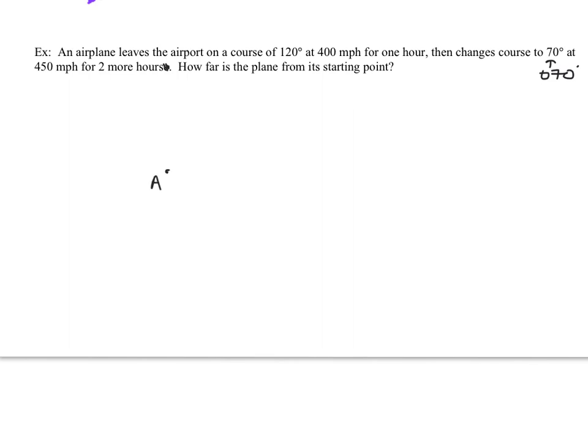It says the airplane leaves the airport on a course of 120 degrees. I'm going to draw my due north and start my clockwise measure from there. 120 degrees is bigger than a right angle, and it'll go slightly down here into quadrant 4. And I'm going to draw a segment. The plane at that time traveled at 400 miles per hour for 1 hour. That means that distance is just going to be 400 miles traveled.